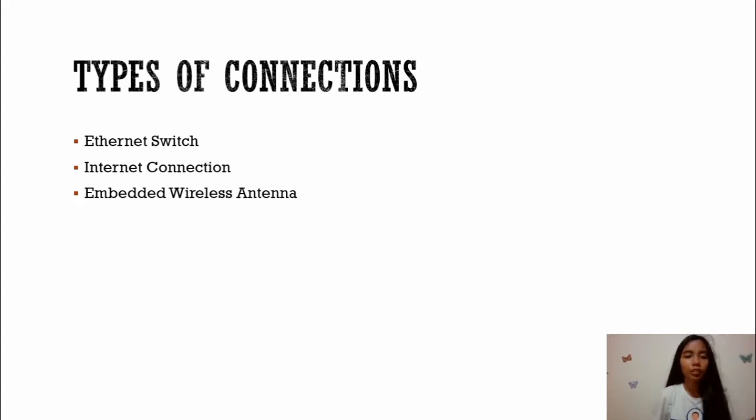So we have the types of connection, which are the Ethernet switch, the internet connection, and the embedded antenna. For the Ethernet switch, we have 4 ports, for the internet connection, we have 1 port, and for the embedded wireless antenna, we have 2 antennas for the router.